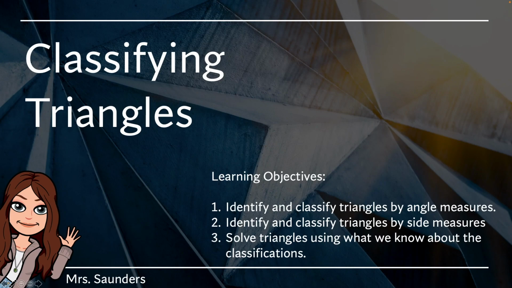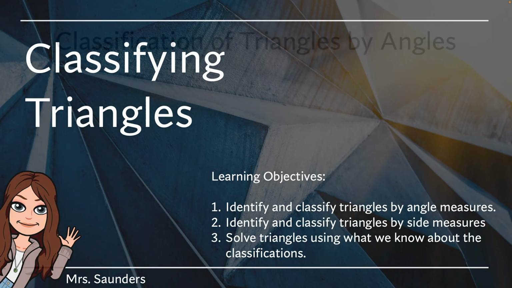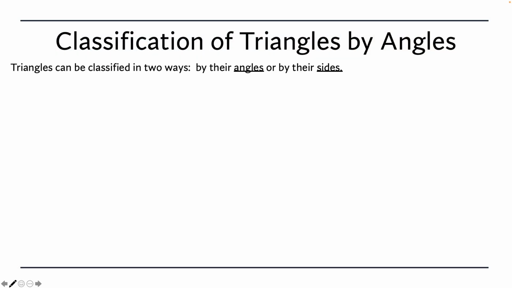Mrs. Saunders here. Today we're talking about classifying triangles. We're going to classify triangles by their angles, by their sides, and then we're going to solve some triangles using what we know about those classifications. Now, triangles can be classified in two ways, by their angles and by their sides.